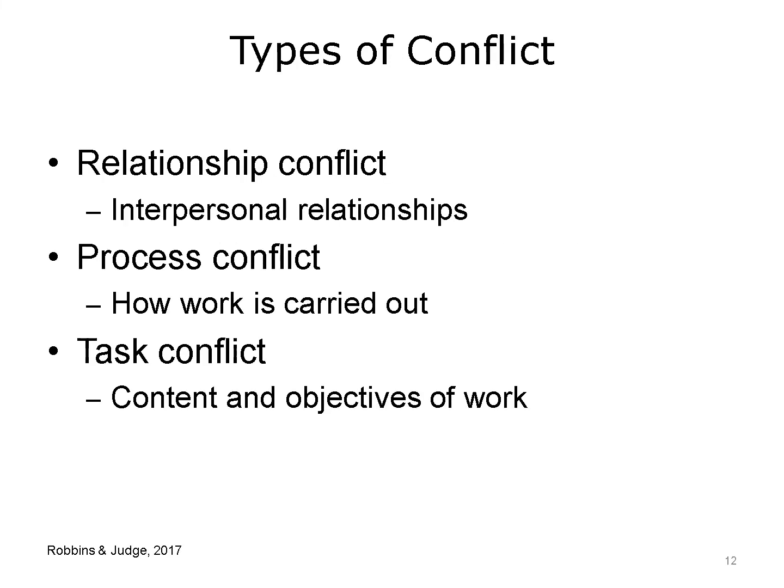What are the various types of conflict? To assist us in differentiating useful or positive conflict from dysfunctional or negative conflict, let's break down conflict into three categories: relationship conflict, process conflict, and task conflict. Relationship conflict relates to interpersonal relationships. Process conflict occurs in reaction to how work is carried out. Task conflict occurs around the content and the objectives of work.